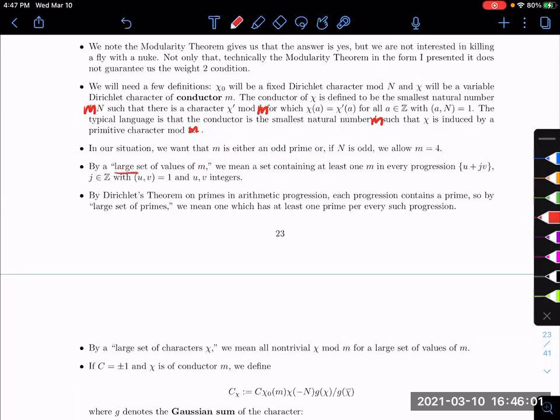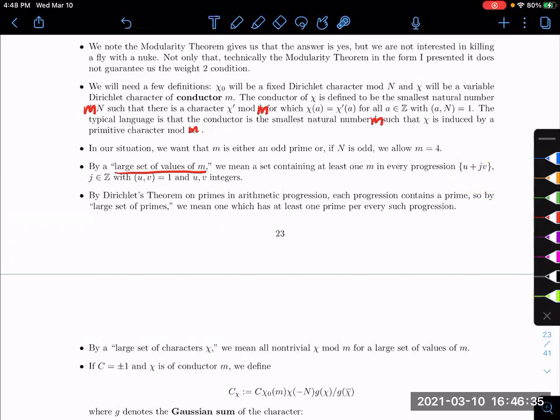I'm going to define a large set of values of M to be a set containing at least one M in every arithmetic progression, U plus JV, where J is an integer, and U and V are integers that are coprime. So a large set of values of M means take at least one from every single one of these progressions.